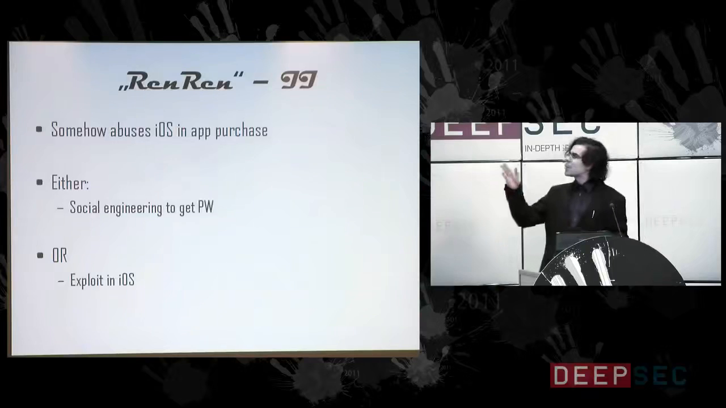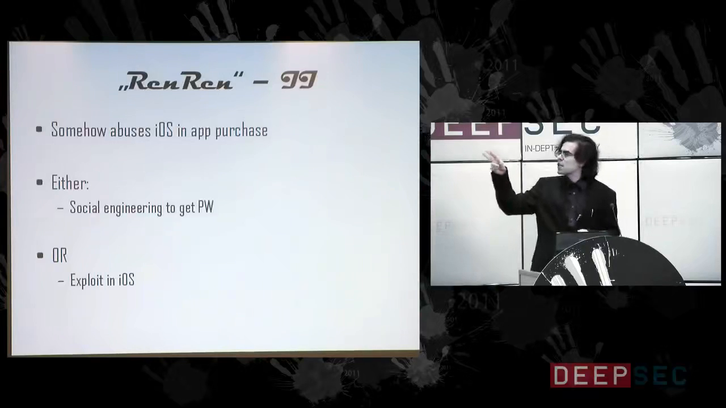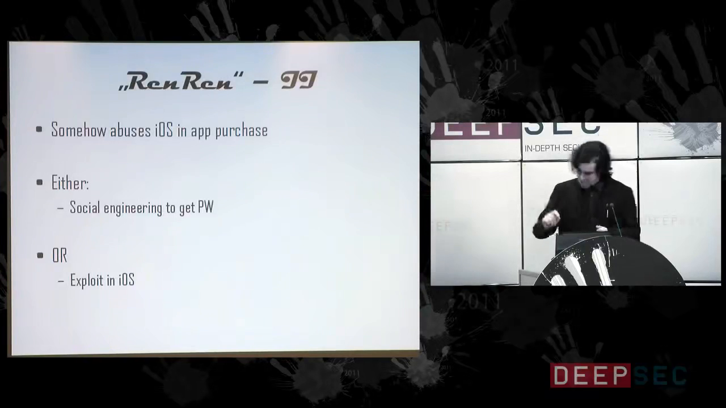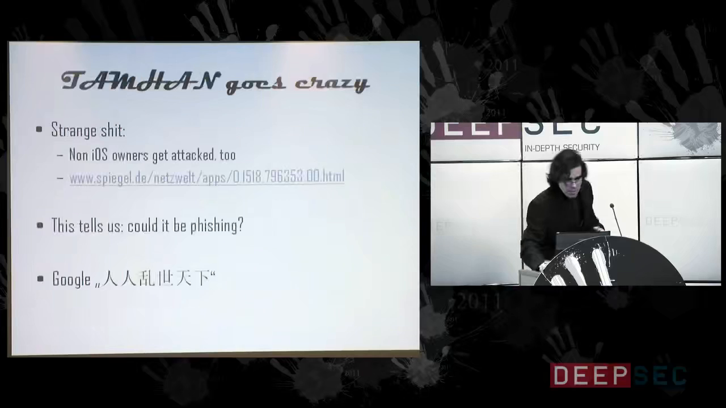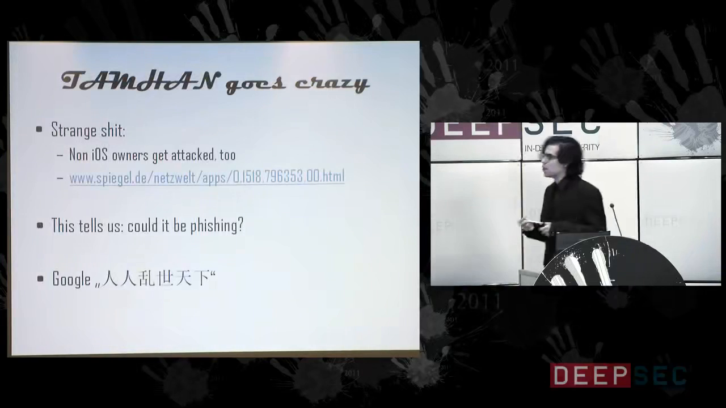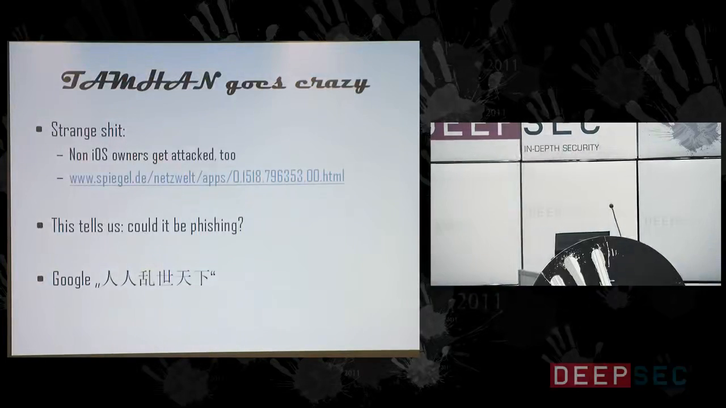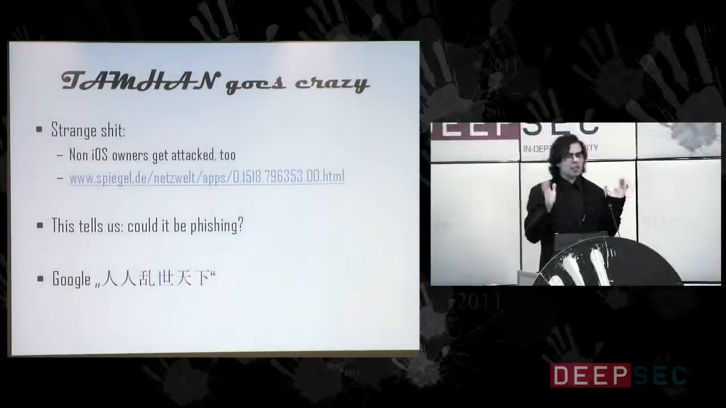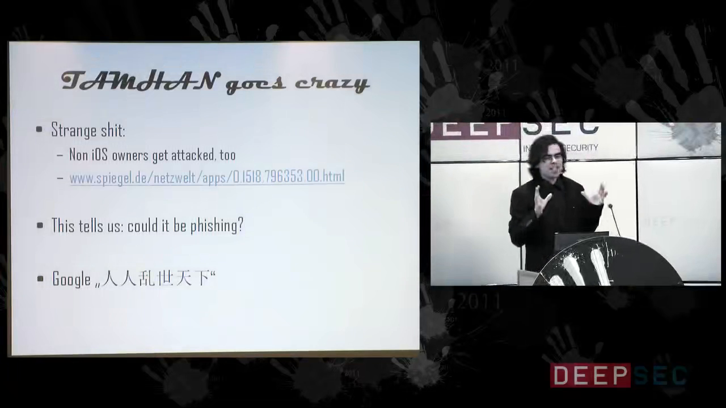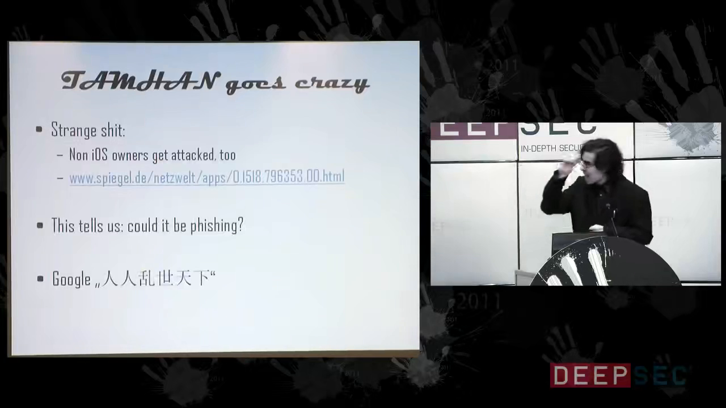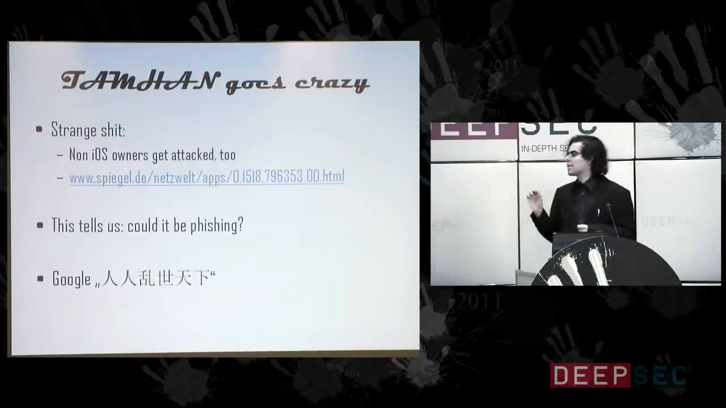And as I already said, there are two ways. Either it can be social engineering to get the password, or it can be an exploit in iOS. But me not being paid, I decided to do some research on my own. And the first thing I did was I figured out this thing. Der Spiegel, it's a German newspaper. It is not particularly reliable, but on tech, they are one magnitude better than the New York Times. And so I said, one can believe them to some extent.